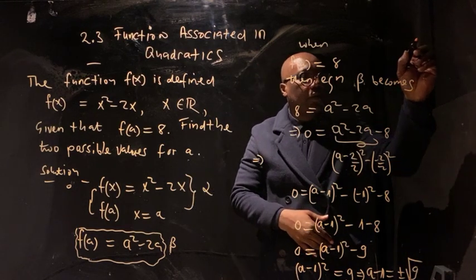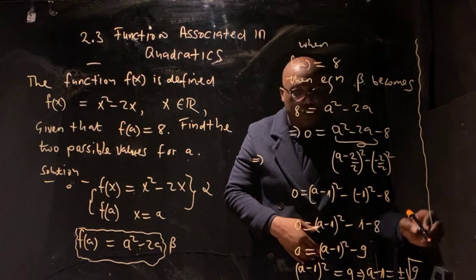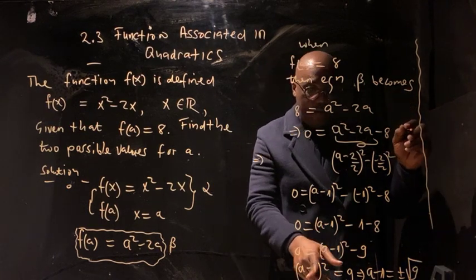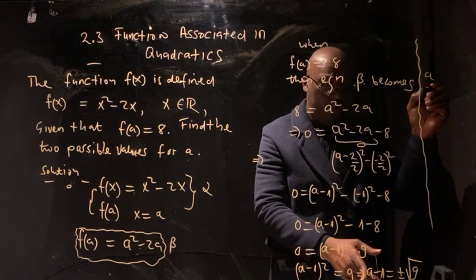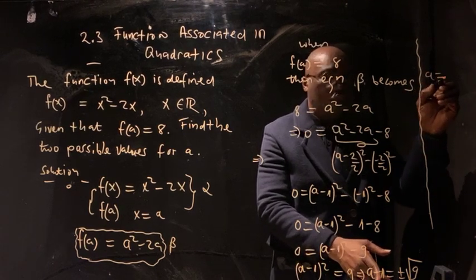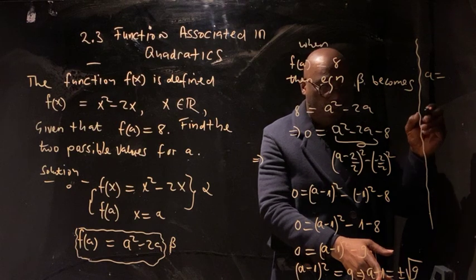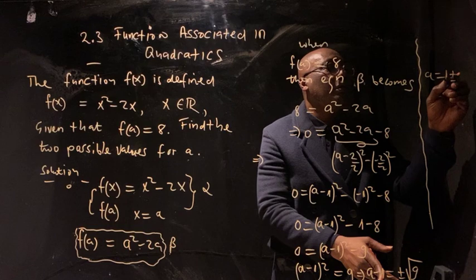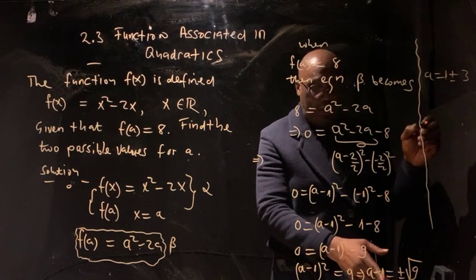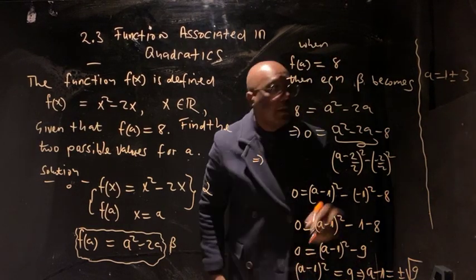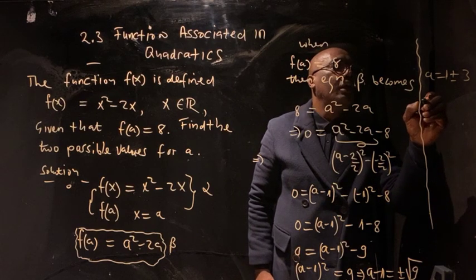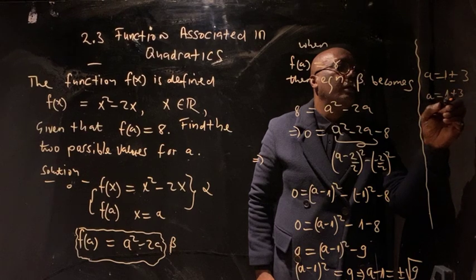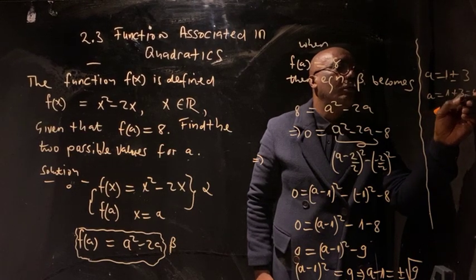I think there must be a tiny space here that we can continue. So we can see that we have a equals plus 1 plus or minus 3. Yeah, it's there. Then we have a equals 1 plus 3, equals 4.